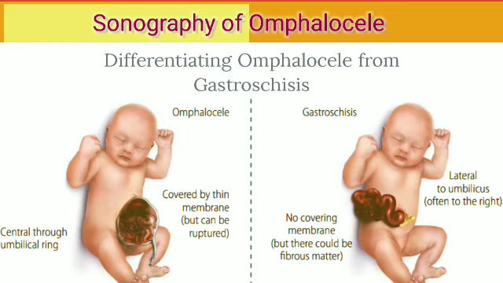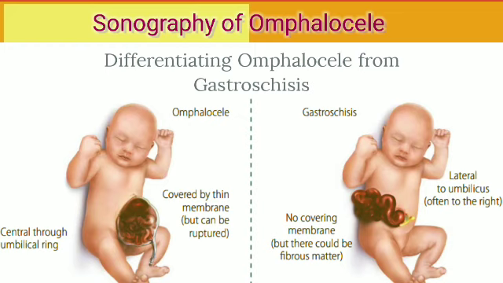The second difference is in the insertion of the umbilical cord. In the case of omphalocele, the umbilical cord inserts distally to the herniating sac, while in the case of gastroschisis, the protruding bowels usually lie lateral to the umbilicus. Most of the time, it is seen to the right of the umbilical cord insertion.